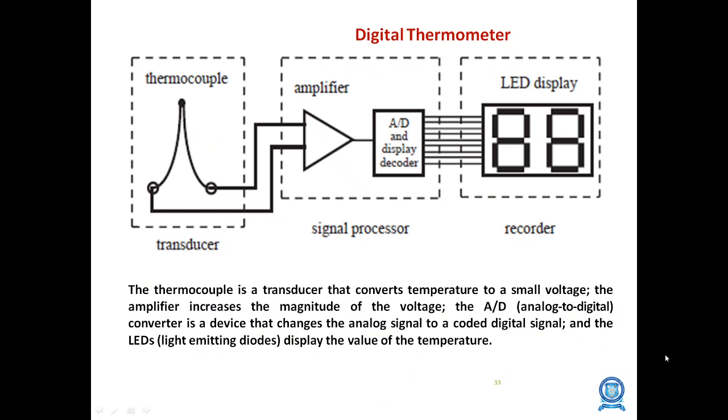As we already discussed, the digital thermometer consists of a transducer, a signal processor and a recorder: a thermocouple, an amplifier which has an A to D converter and display decoders, and the LED display is the recorder. The thermocouple is a transducer which converts temperature to a small voltage. The amplifier increases the magnitude of the voltage. The analog to digital converter changes the analog signal to a coded digital signal, and the LED diodes display the value of the temperature.